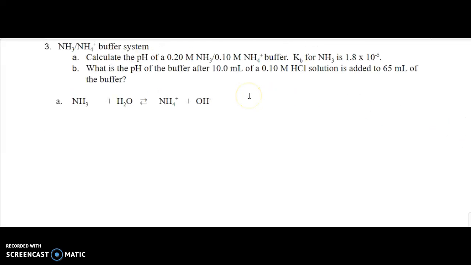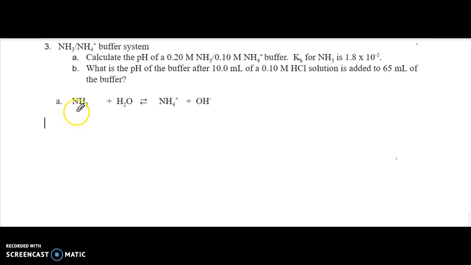Okay, for question number 3, I'm going to encourage you to write small because there's a lot to do with this. So if you can cut the space in half, top to bottom, of what's left for part A and B. So we're going to calculate the pH of a 0.2 molar NH3 / 0.1 molar NH4 buffer. So you'll see the concentrations of these are not the same, so they don't always have to have the same concentration.